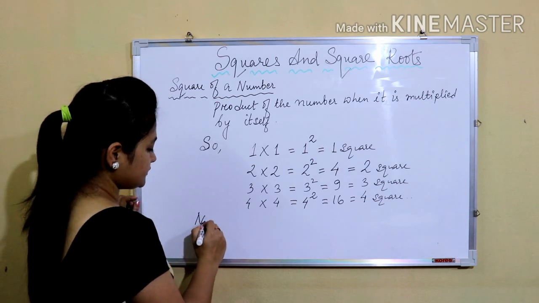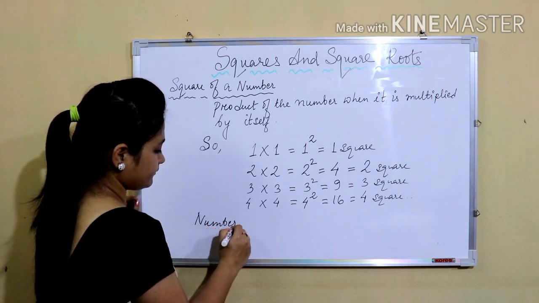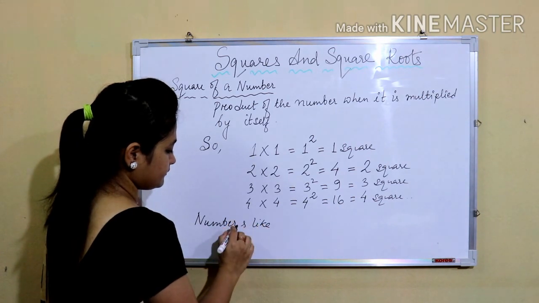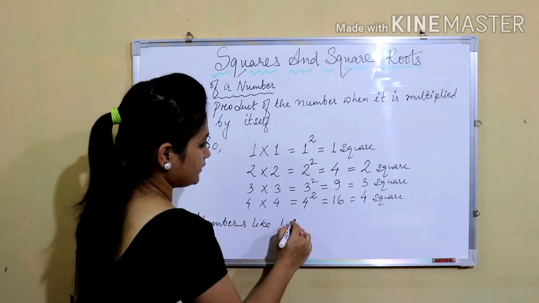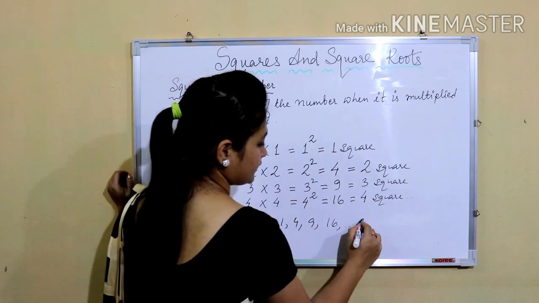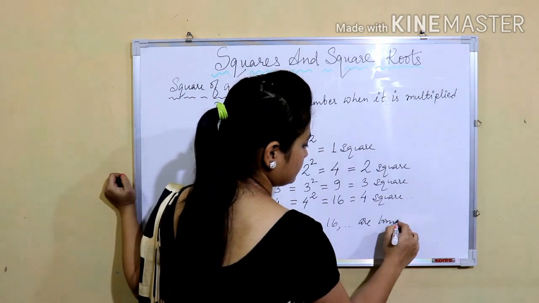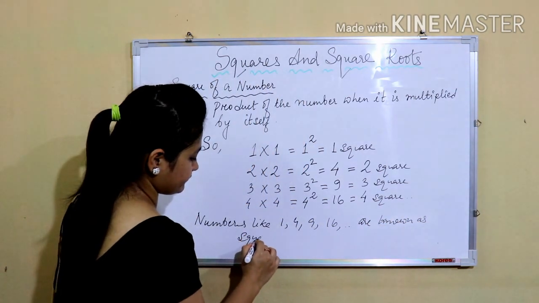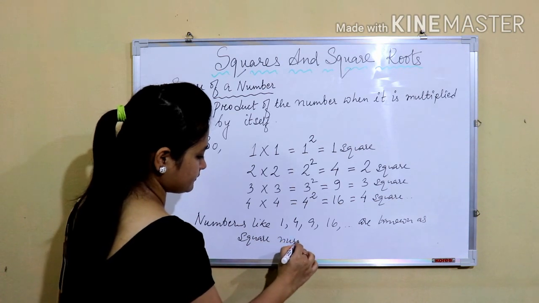So the numbers like 1, 4, 9, 16 are known as square numbers.